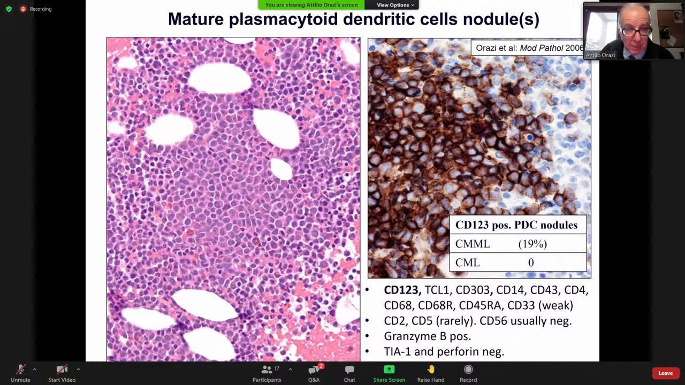But the problem is, for the uninitiated, sometimes you might think this is acceleration. You might think it's blasting off. You might think this is a cluster of blasts or early promyelocytes. But they are not. They are plasmacytoid dendritic cells, and you can prove that by CD123, and TCL1 worked very well, it picked them up.